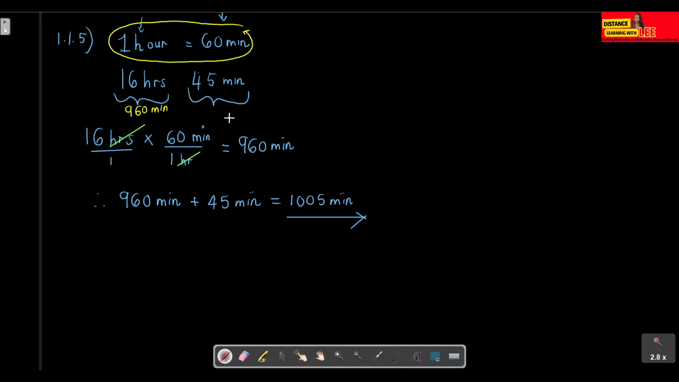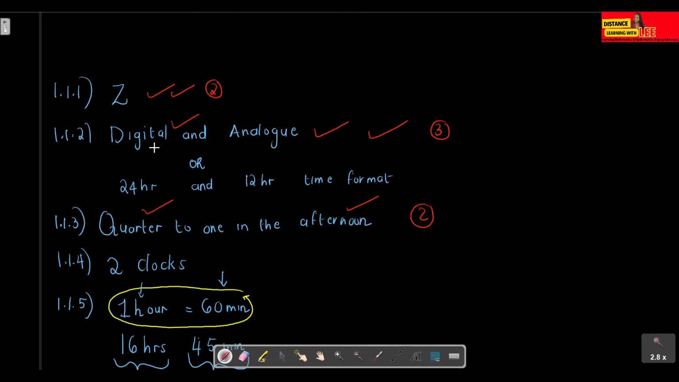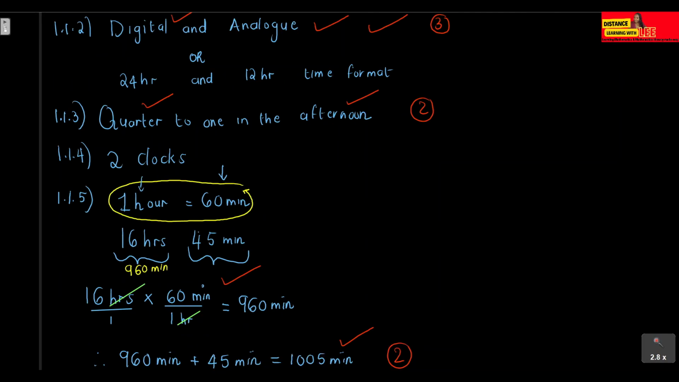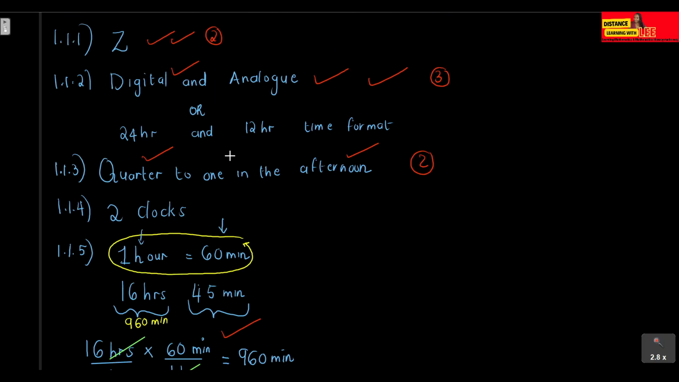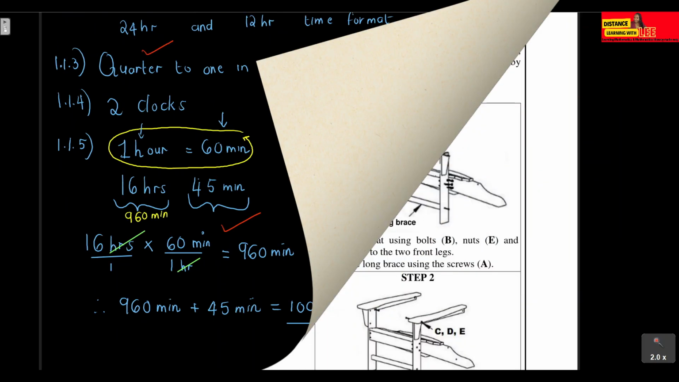Out of 2 marks, you'll get a mark for multiplying by 60, and your final mark for your final answer of 1005 minutes. And that is it for question 1.1, guys. Nice and easy, us just interpreting these clocks and answering the questions that are given to us. Let us have a look at the next question.